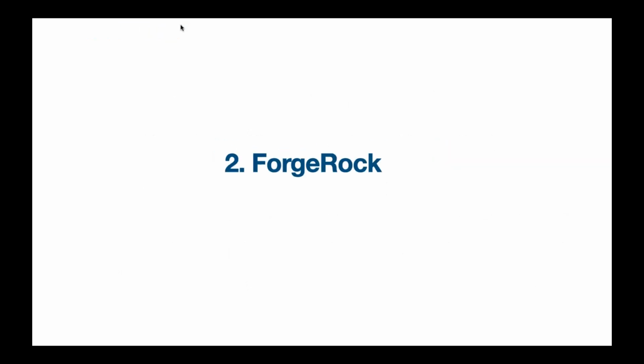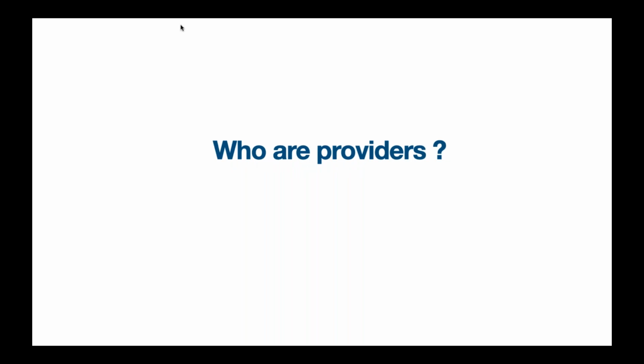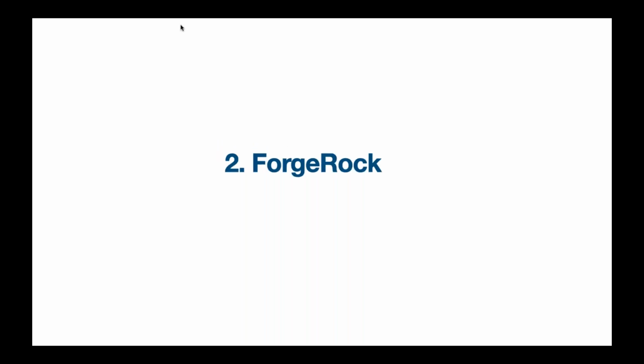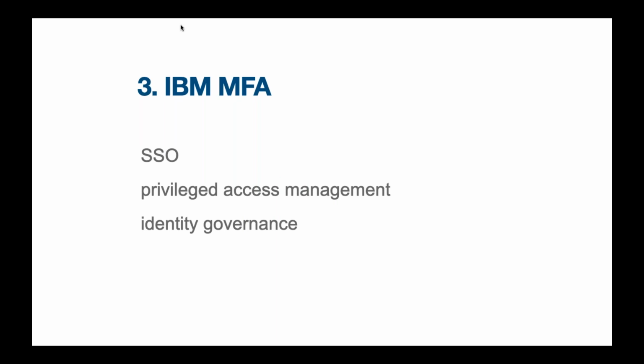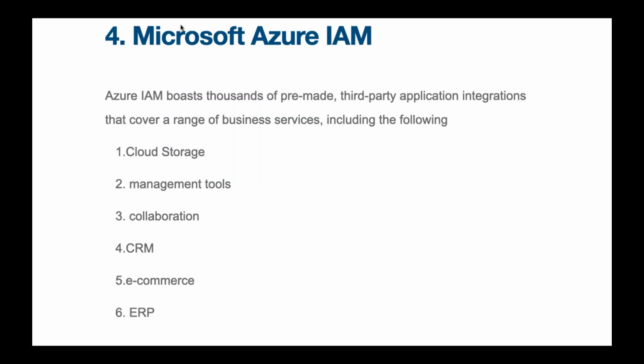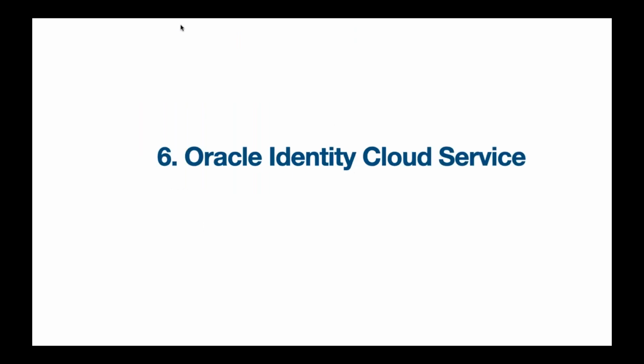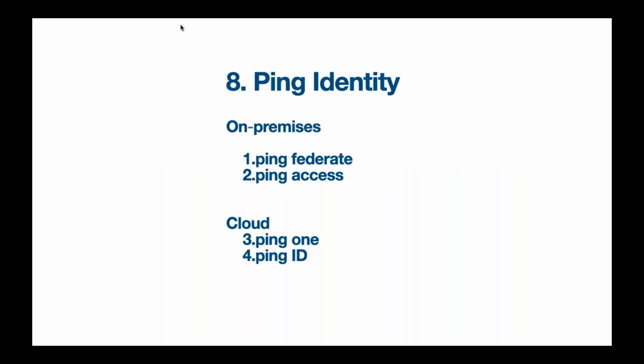And CyberArk, what are the different kinds of providers? Who are the providers? CyberArk is one provider. Cyber4Zrock is one provider. IBM MFA is one provider. Microsoft Azure IAM is there, this is very in demand. Okta, OneLogin, Oracle Identity Cloud Services, SailPoint, RSA, Ping Identity. Ping Identity is available two ways. One is on-premises, one is the cloud.